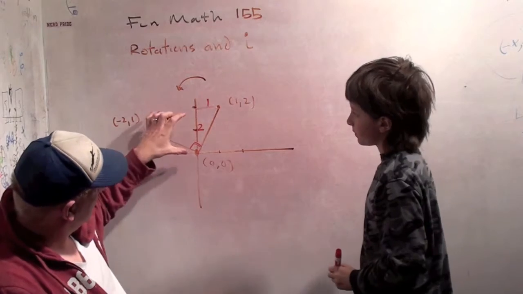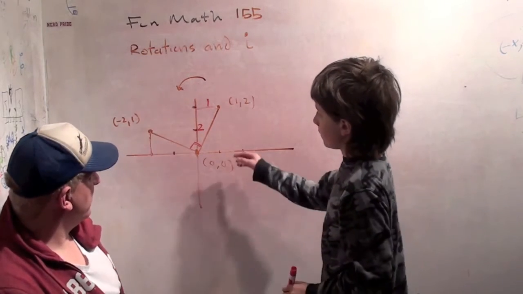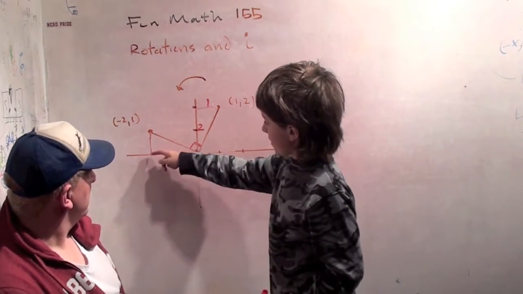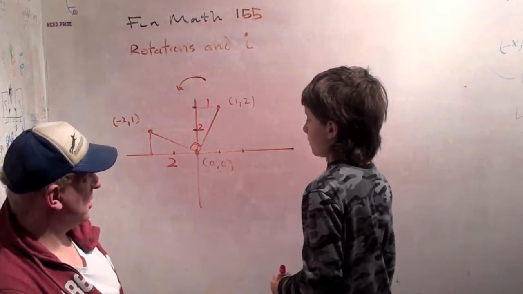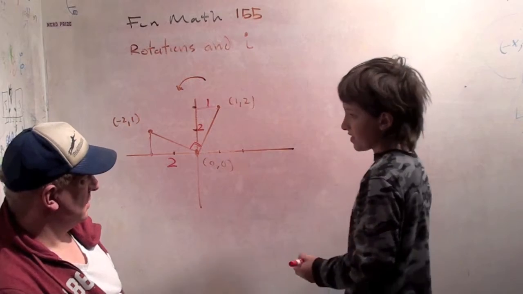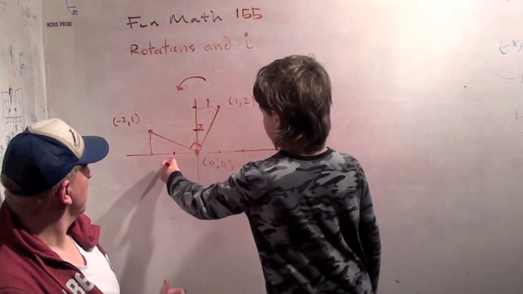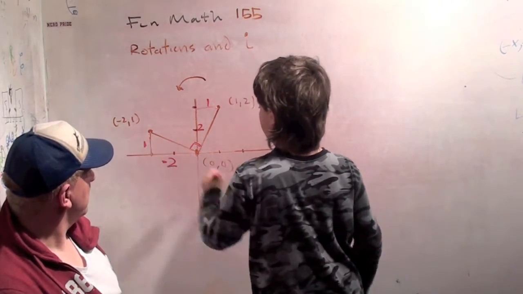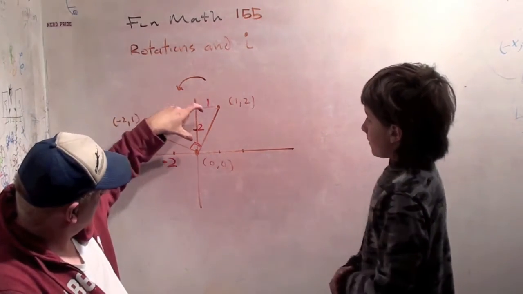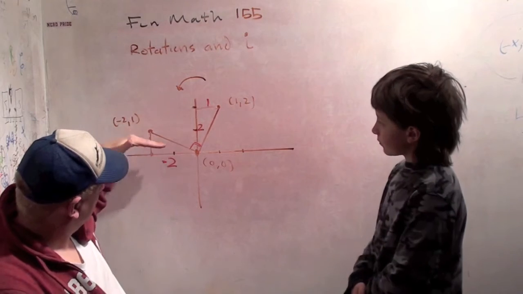And what happens to this line that's 2 high when you rotate 90 degrees? It becomes this line. And it's also 2 long, but what does that end up meaning? It's 2 long in this direction, which means it's negative 2. It means the x-coordinate is minus 2. But it's still 1 high. That's a good explanation. This triangle that you've drawn here goes to this triangle here.